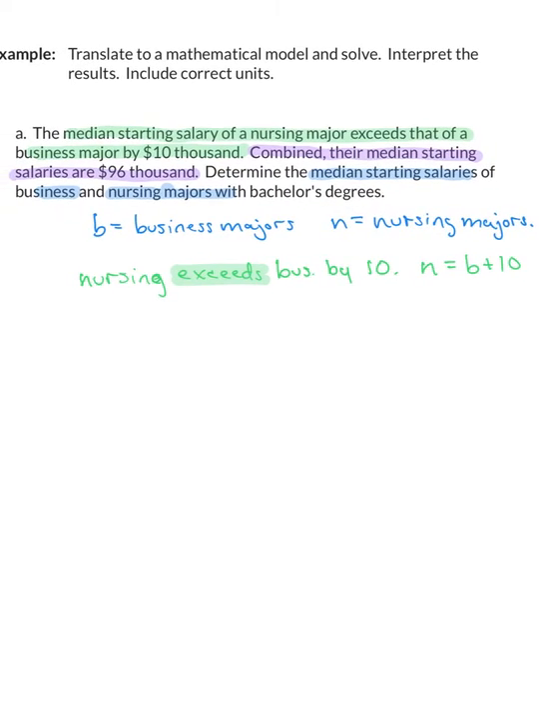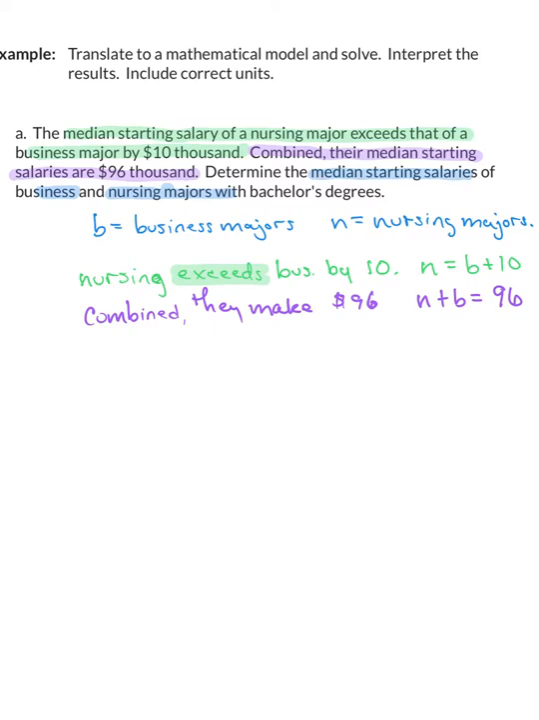So if we say combined, what does that imply that we should do? When I hear combined, that makes me think that we should be adding them. So what I'm going to do is, this is going to be n plus b equals 96. Okay, so we have our model.